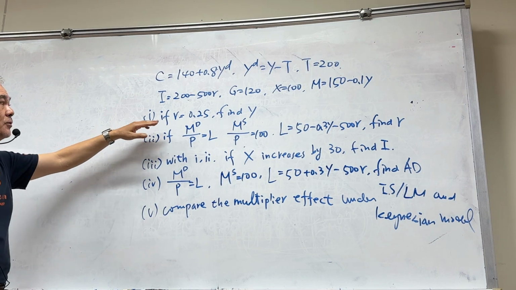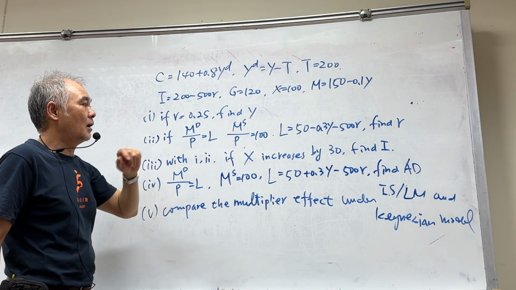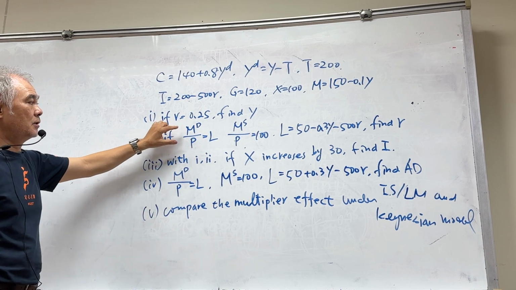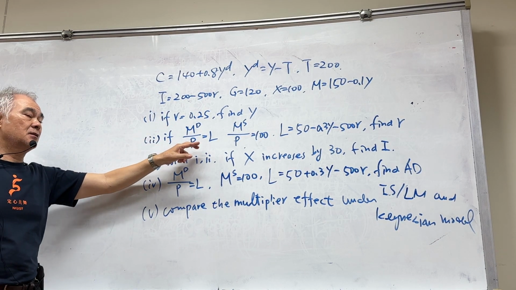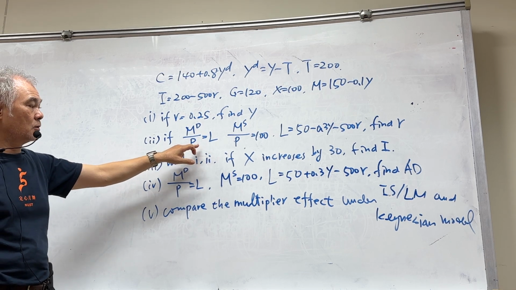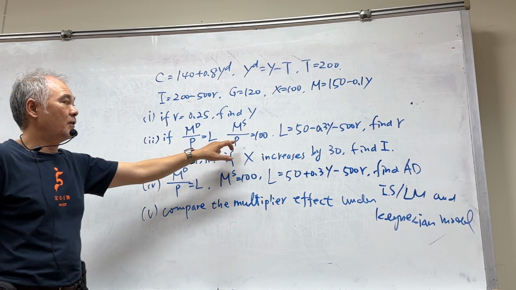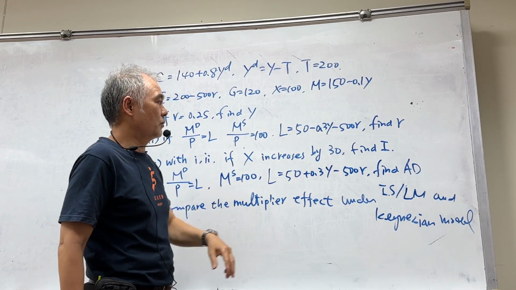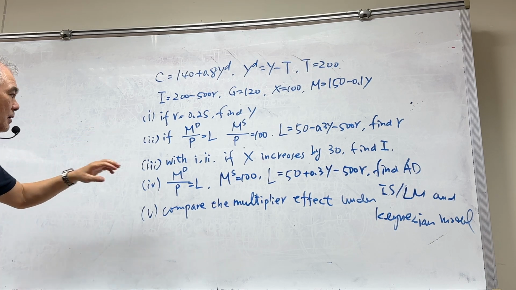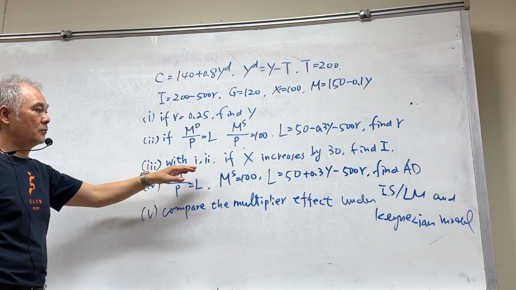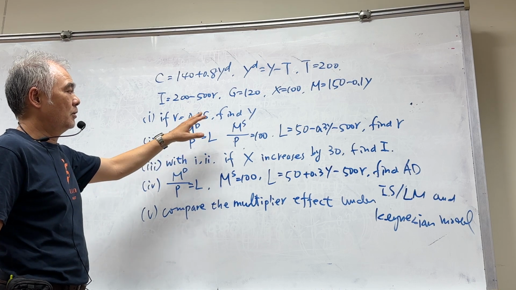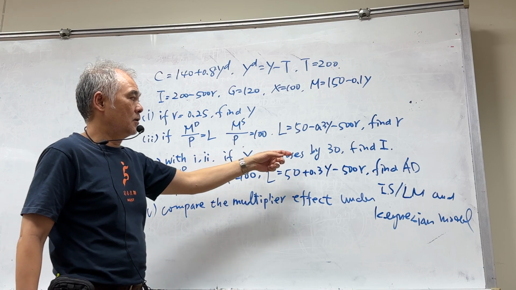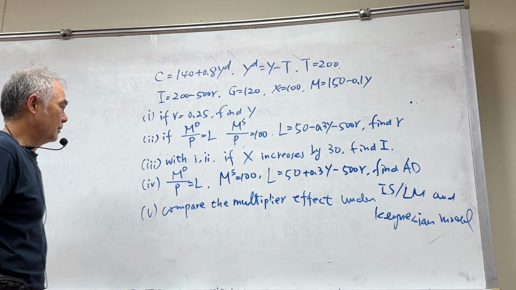So if R is equal to 0.25, find Y. And now you get information about money demand and money supply, okay? So here, MD divided by P is equal to L. What does that mean? It is real money demand. And then this is real money supply, okay? And then you can find R. And with the first question and the second question, you have IS and LM, and X, that's export, increased by 30, then what is the new investment?